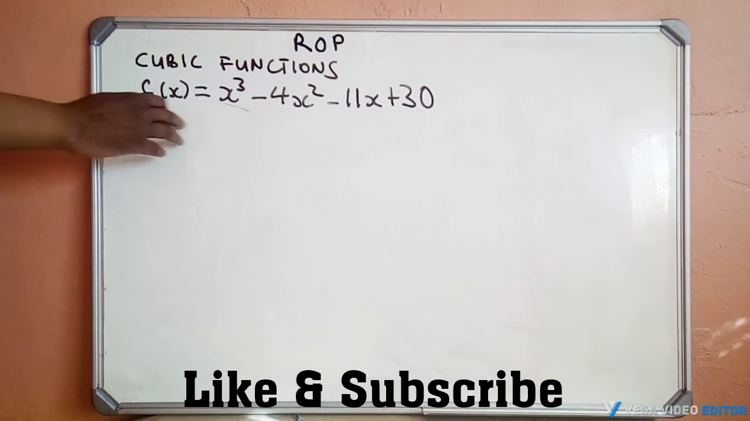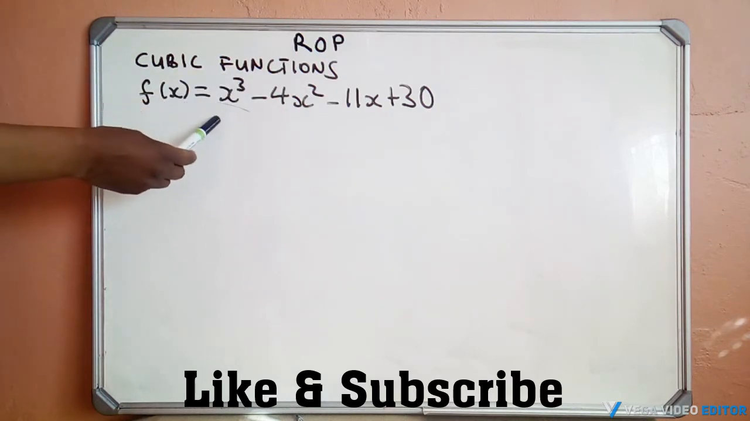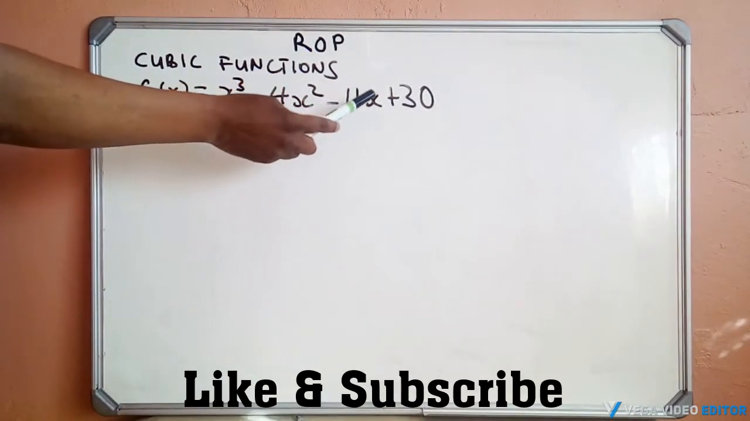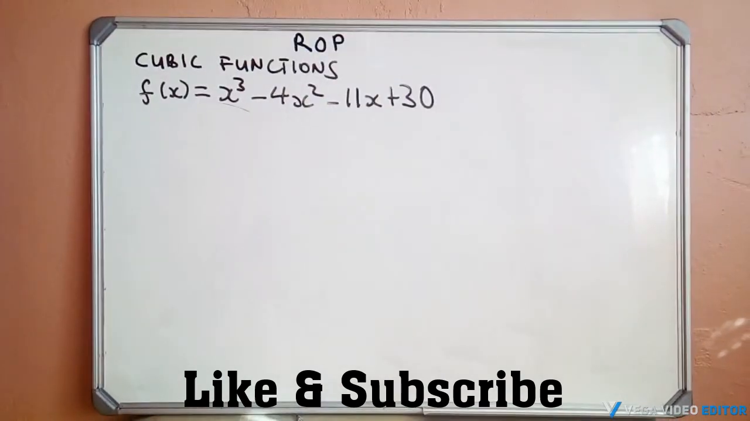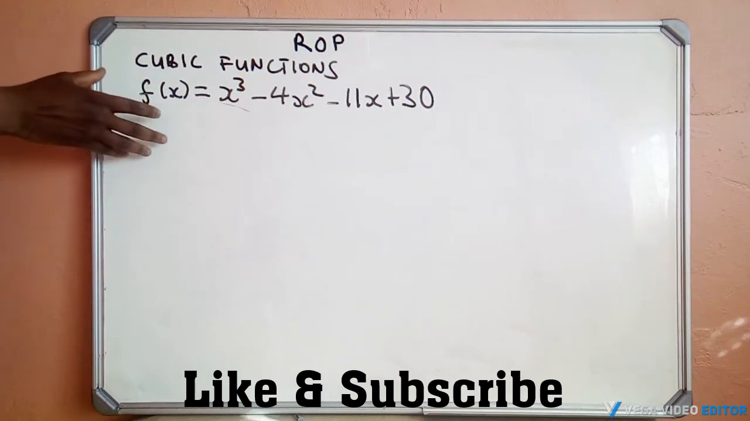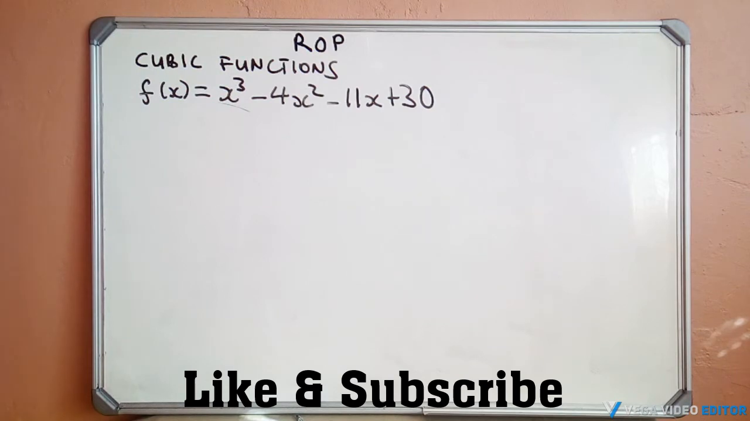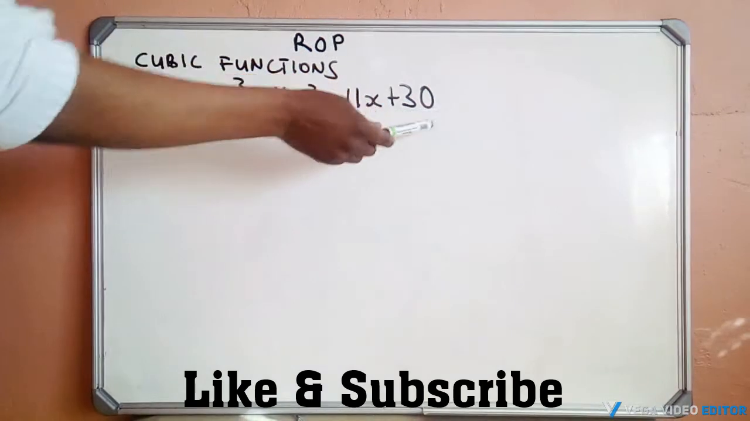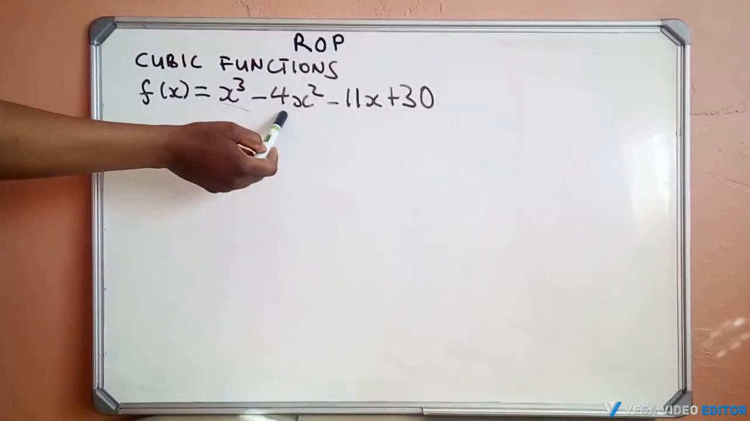Okay, now given this function, f of x equals x cubed minus 4x squared minus 11x plus 30. All right. Our point of departure here is to factorize this function. Now we need to find factors of 30 that we can use throughout this. One factor that we can use will be 2.